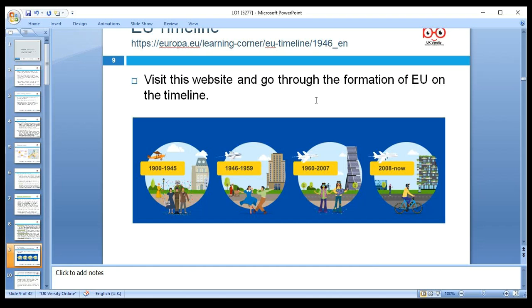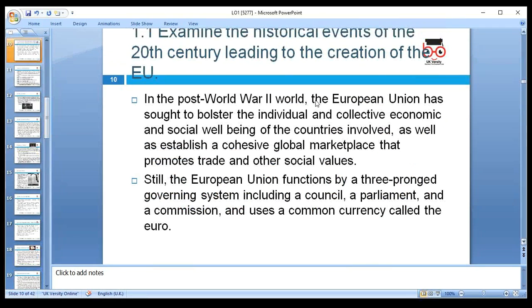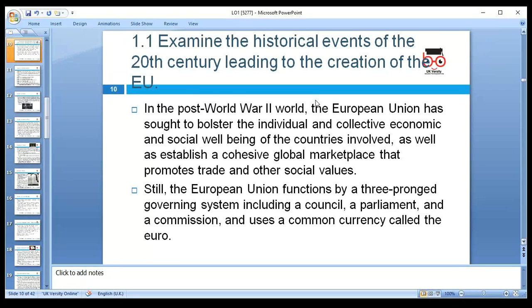Okay. Visit this website and go through the formation of the EU on the timeline. The website link is given here, guys. If you want to go through it in more detail, you can: 1945, 1946, and so on, because it's a union and a single monetary union, which is now called the euro. It has come with the passage of time, and many countries are included.